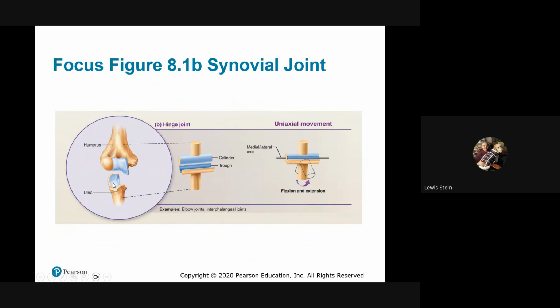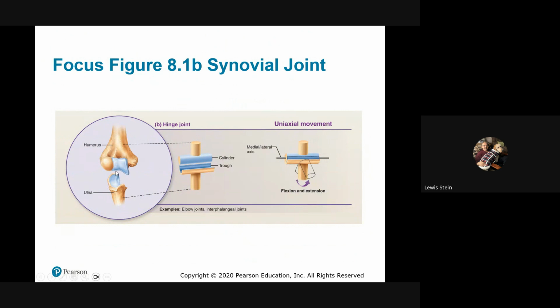And here you have these two. Here you can see a classic example of the hinge joint for uniaxial motion. The elbow is the classic. The other ones are interphalangeal joints on the fingers and on the toes. Again, metatarsophalangeal joints or metacarpophalangeal joints are different. Interphalangeals are proximal and distal. Interphalangeal joints, same fingers and toes. They're very much like this.